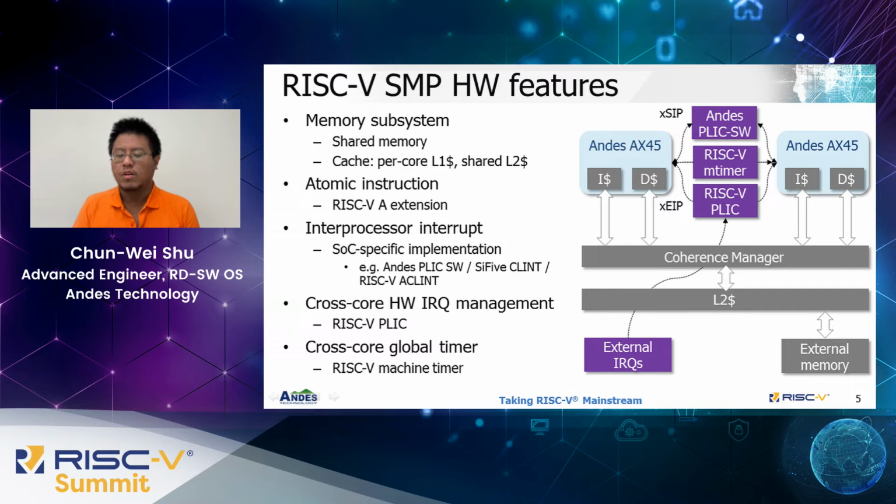The IPI controller of RISC-V is an SoC-specific implementation. For example, in the Andes platform, the IPI controller is the PLICSW, the platform-level software interrupt controller. Also, each core in an SMP processor could receive and handle external interrupts, so the external interrupt controller, the RISC-V PLIC, could manage the external interrupts on multiple cores. Finally, RISC-V SMP has a global timer, a global incremental counter to keep consistent time between cores.